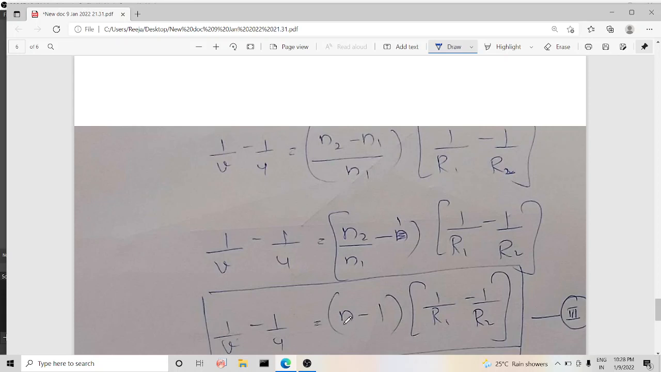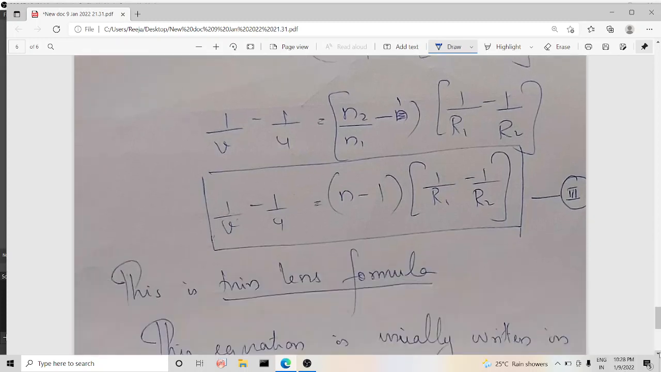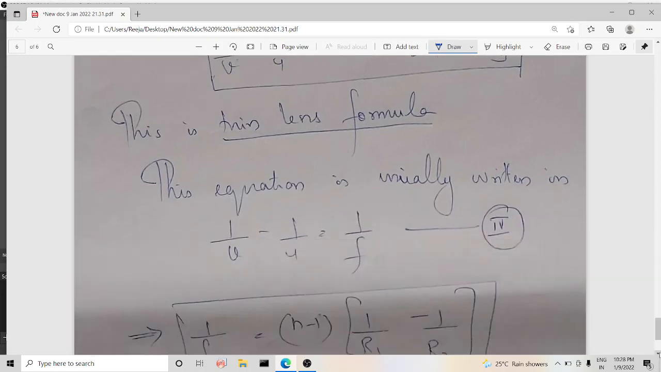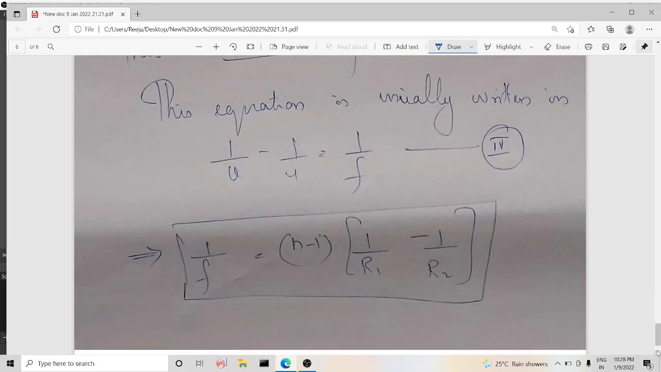Okay, refractive index of the second medium with respect to the first medium can be written as simply N. So 1 by V minus 1 by U is equal to N minus 1 into 1 by R1 minus 1 by R2. This is quite familiar to you. This is the thin lens formula. This equation is usually written in the form 1 by V minus 1 by U is equal to 1 by F. That means, comparing these two equations, 1 by F is equal to N minus 1 into 1 by R1 minus 1 by R2.